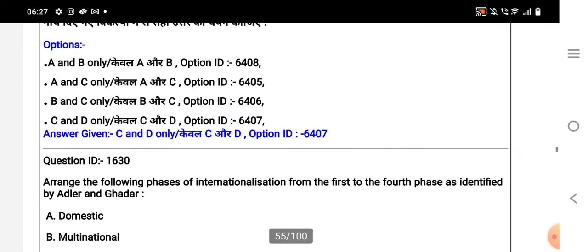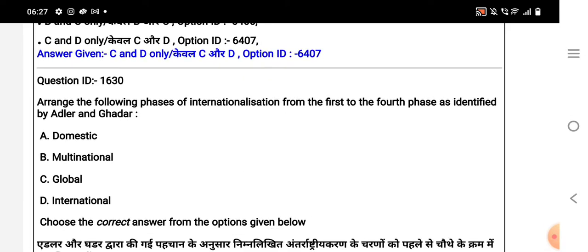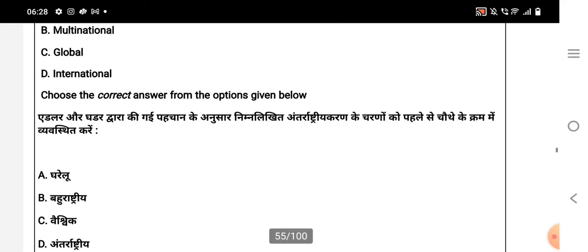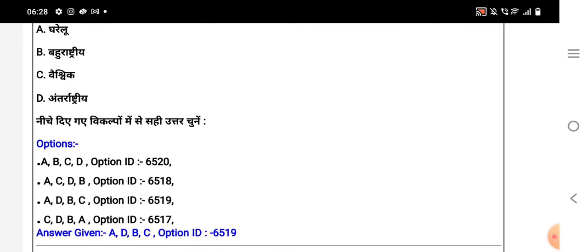Arrange the following phases of internationalization from the first to the fourth phase as identified by Adler. So Adler ने basically phases of internationalization दिया था. So इसको basically हमें arrange करना है. So first phase according to Adler is domestic. The second is international. The third is multinational. And the fourth is global. So the sequence will be A, D, B, and C. So A, D, B, and C is mentioned under option 3.